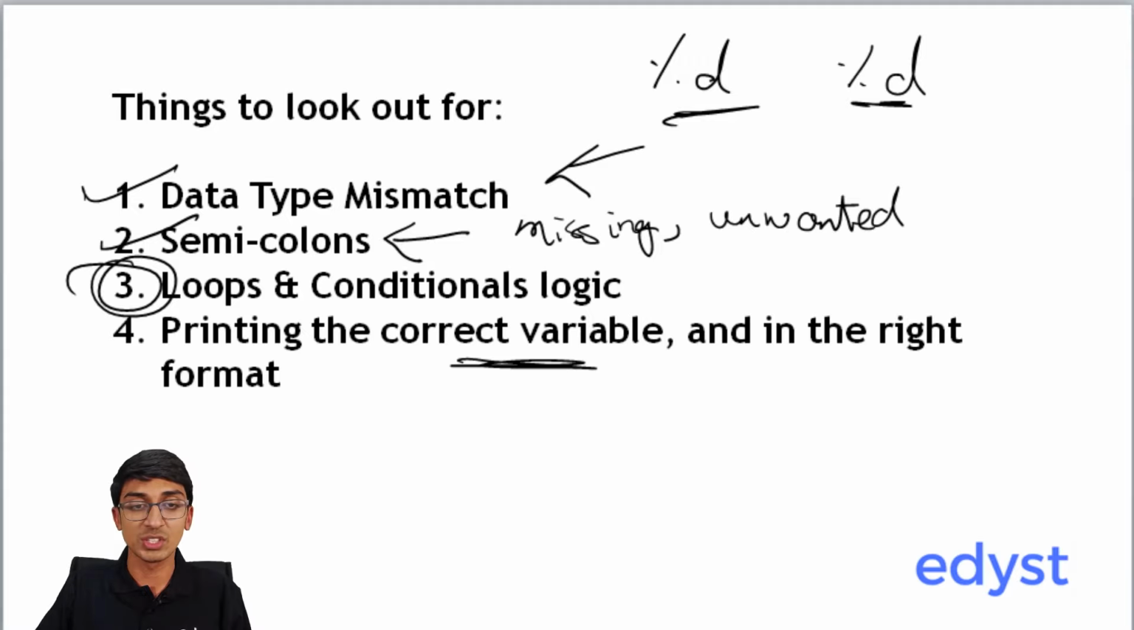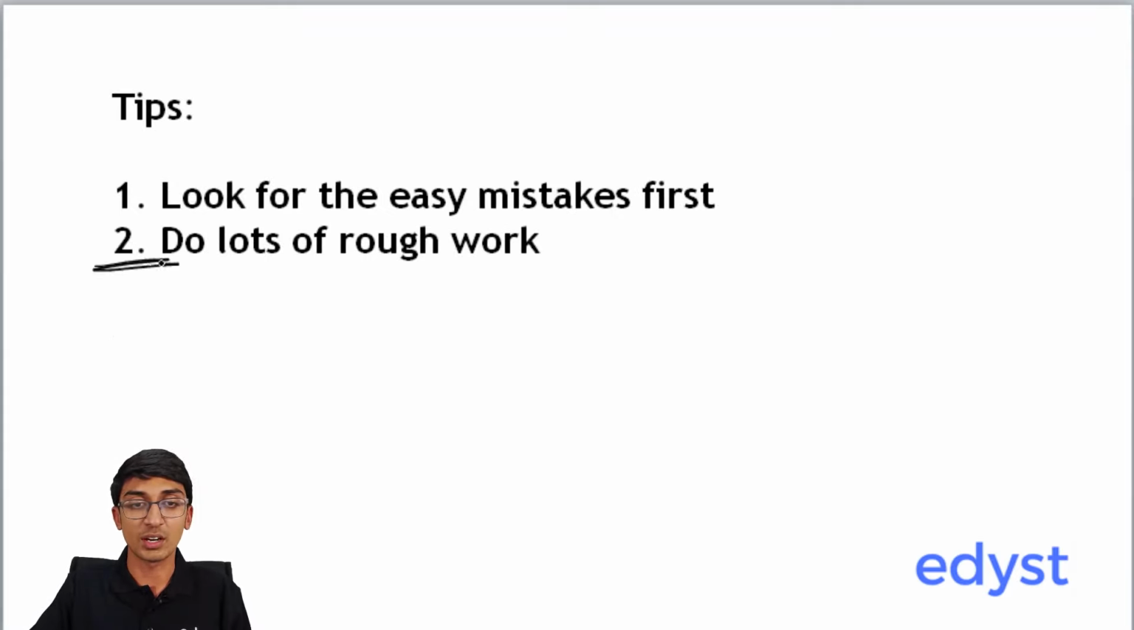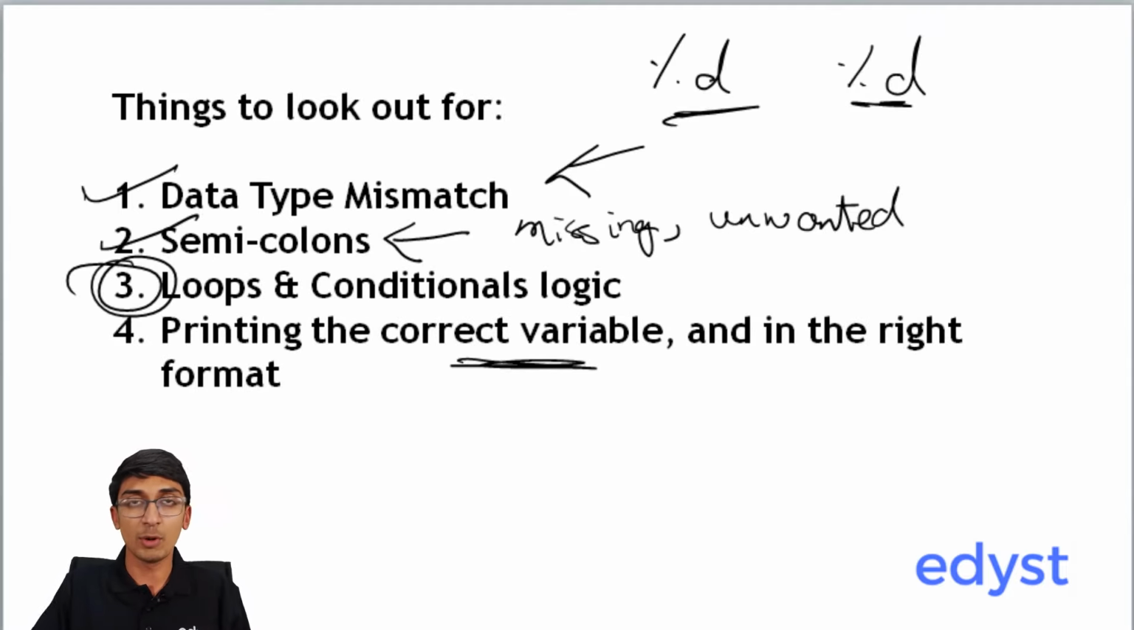Loops and conditions logic depends a lot on rough work, and I'll show you how we are doing that in just a minute. So just to recap, there are about 4 types of errors that you're going to get. Any of these 4 errors can change your question. The first two errors are really easy to spot. Make sure your semicolons are in the right place. Make sure that the data type mismatch is not happening. You will get some of the questions like this only. And for those questions that don't have this, we have to dive deeper into finding the logical and conditionals issue, right?